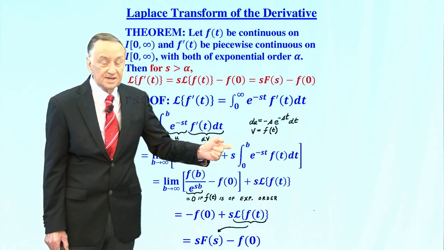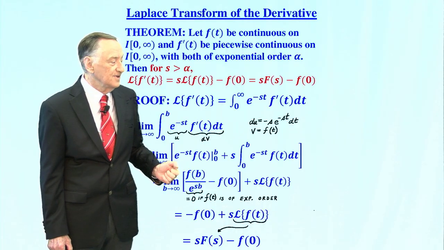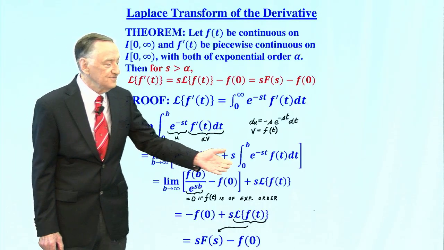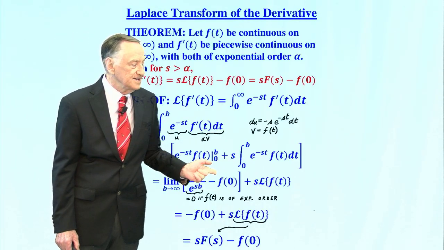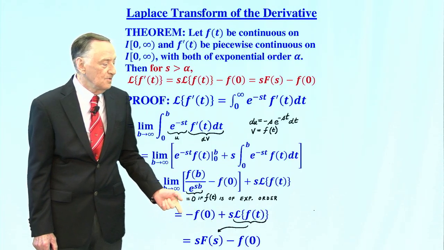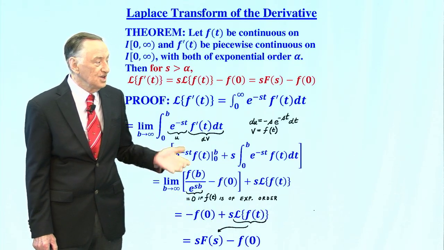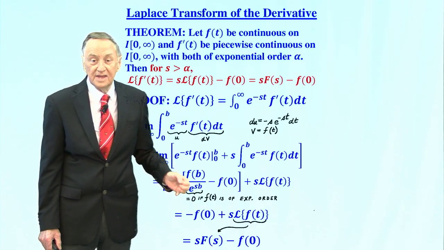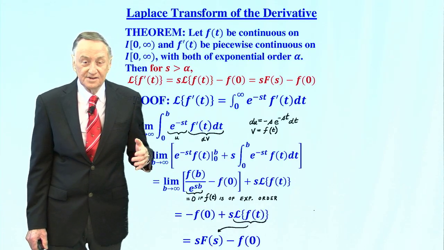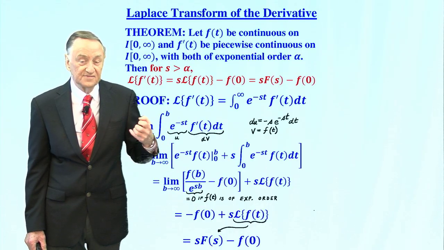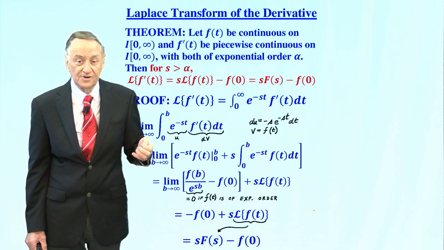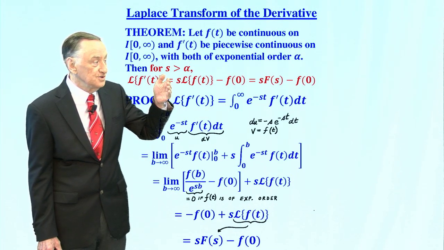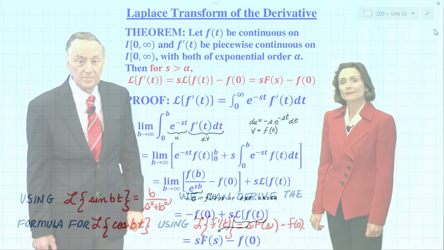simply s times the Laplace of f at t. So all we have left here is s Laplace f at t minus f at 0, and so we have eliminated the f prime. In a minute we're going to see how to work with higher order derivatives, f double prime and so forth, but first let's look at how we can use this theorem right here.